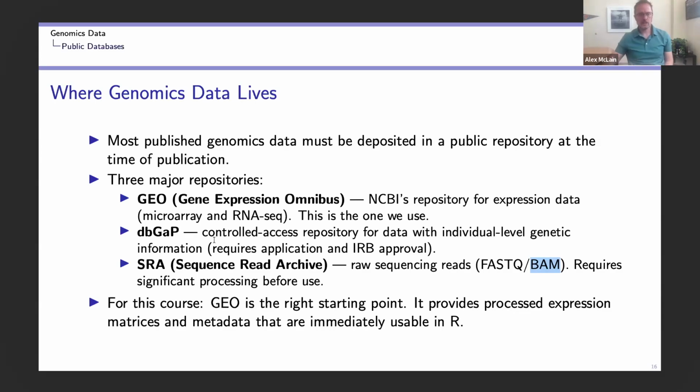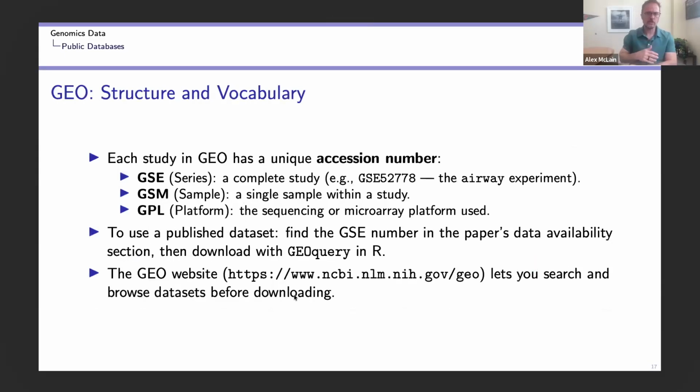So GEO is the right starting point for us, giving us some processed expression matrices and metadata that are going to be immediately usable in R, and they're going to have this nice format that we've been talking about. Each study in GEO has a unique number to get it. We have the series, which is a complete study, a sample, so a single sample from within a study, or the GPL, the platform, the sequencing or microarray platform.